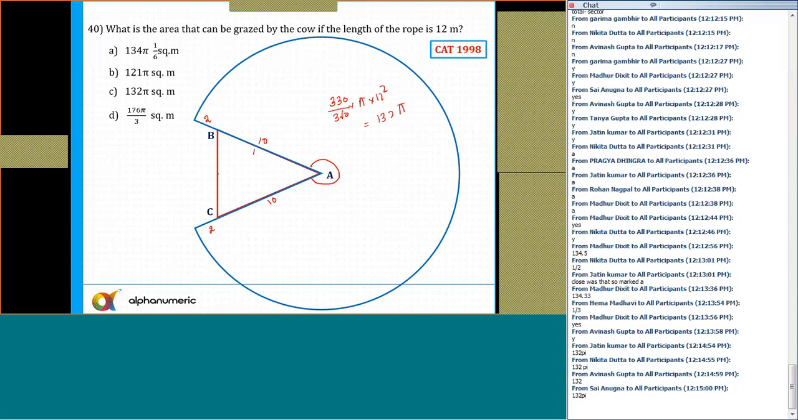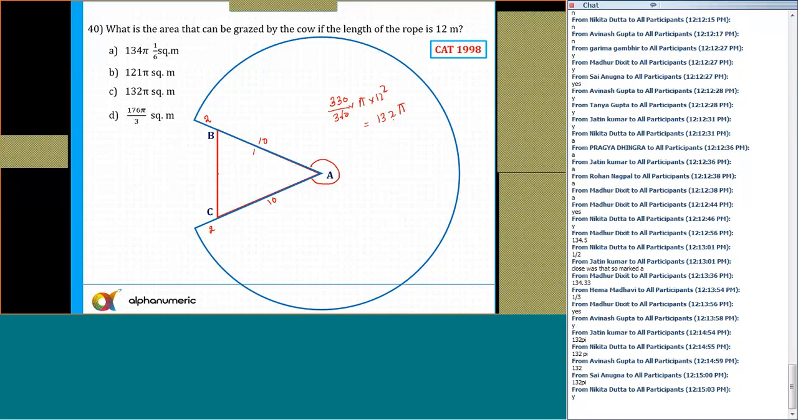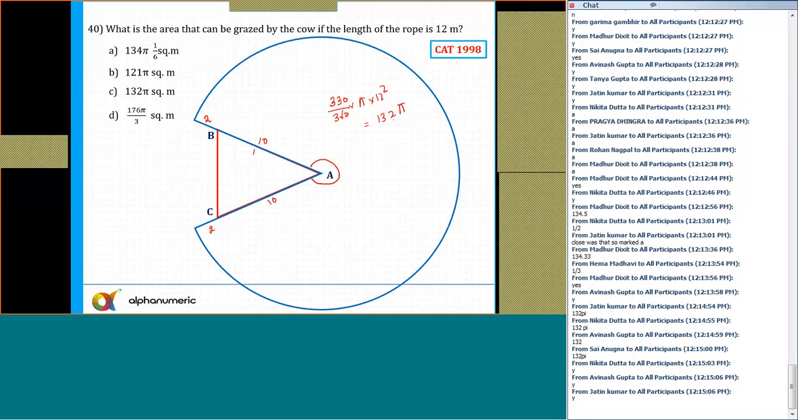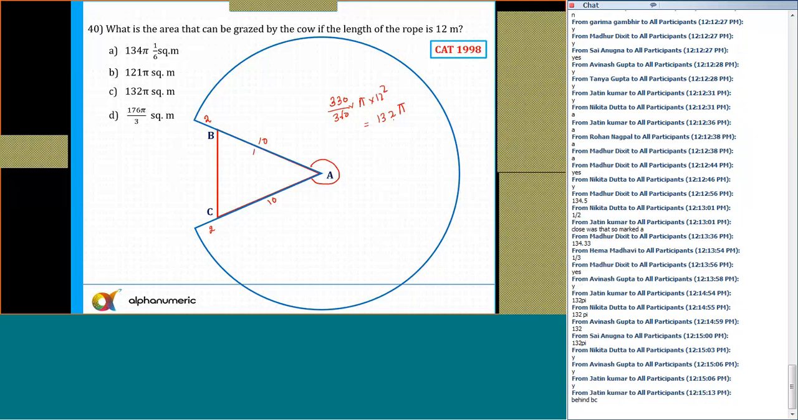So can you say my answer has to be greater than 132 pi? Okay, my answer must be greater than 132 pi. Why? I'll tell you the reason. There is only one option which is greater than 132 pi. So I can say option number A. The rest of the three options are not. So with the options also we can get help. But how to calculate the correct answer?